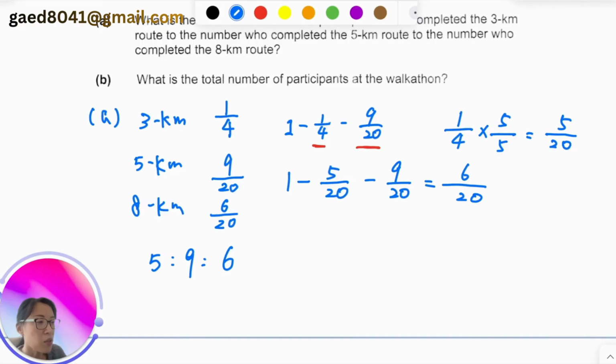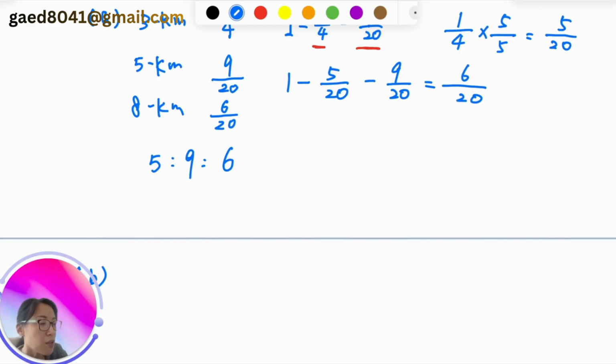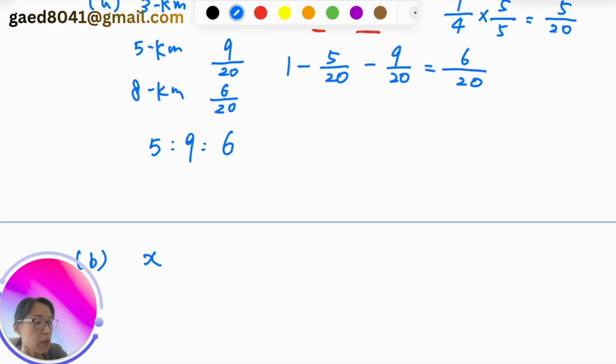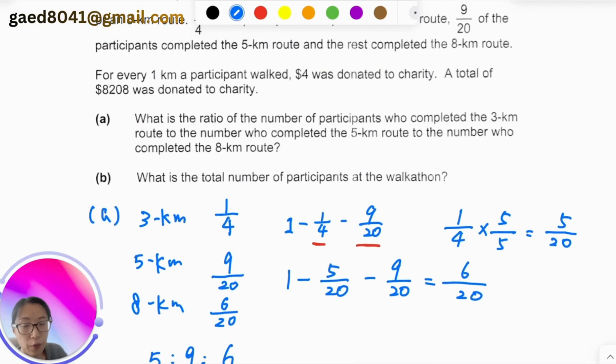B asks, what is the total number of participants at the walkathon? If we say the total number of participants is x, then we know the number of people who joined the 3-kilometer route will be 5/20 times x, for the 5-kilometer route it would be 9/20 times x, and for the 8-kilometer route it would be 6/20 times x.